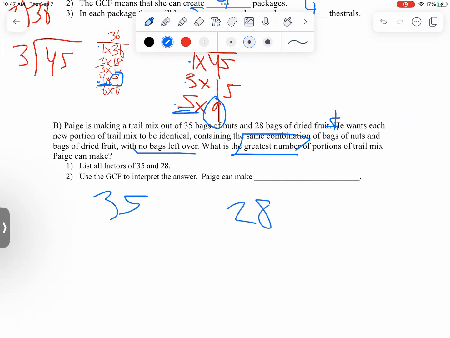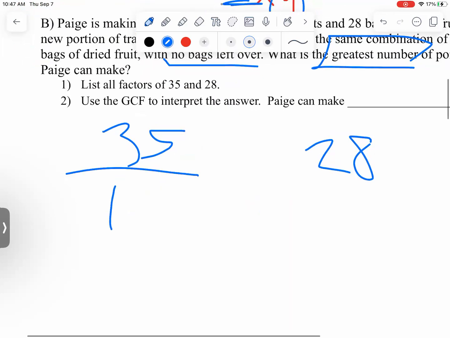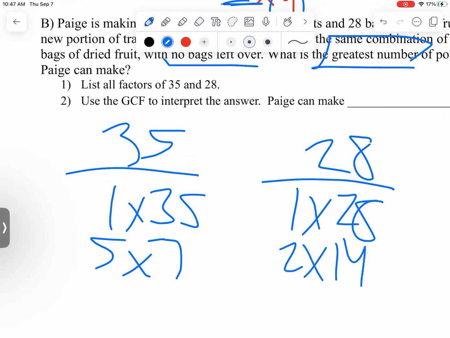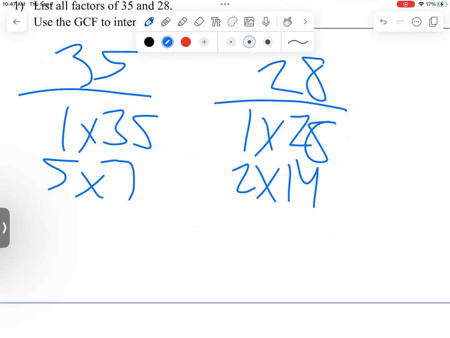All right, so 35, we have 1 times 35. No 2, no 3, no 4, 5 times 7 is 35. That's it. 28, 1 times 28. You can divide 2 into it. 2 will go into 28 14 times. No 3. 3 times 9 is 27. 4 times 7 is 28. No 5, no 6, and then it flips back over. So, oops. So that is it.